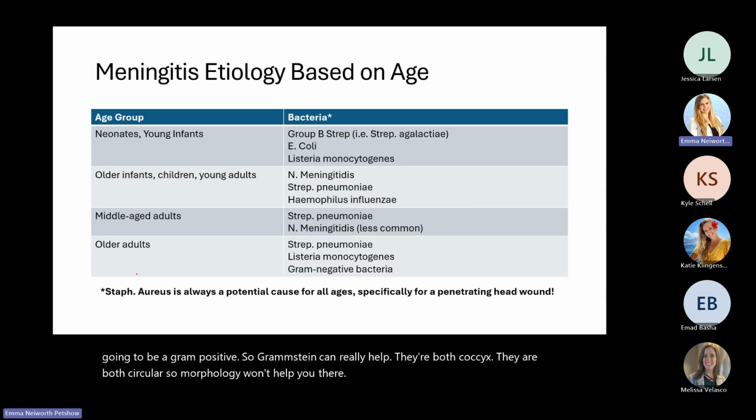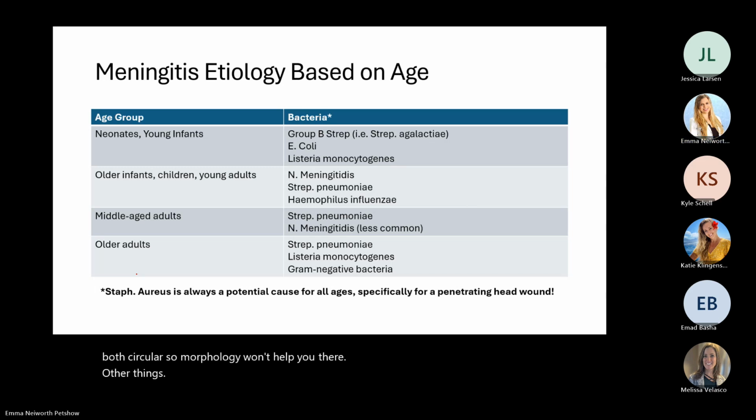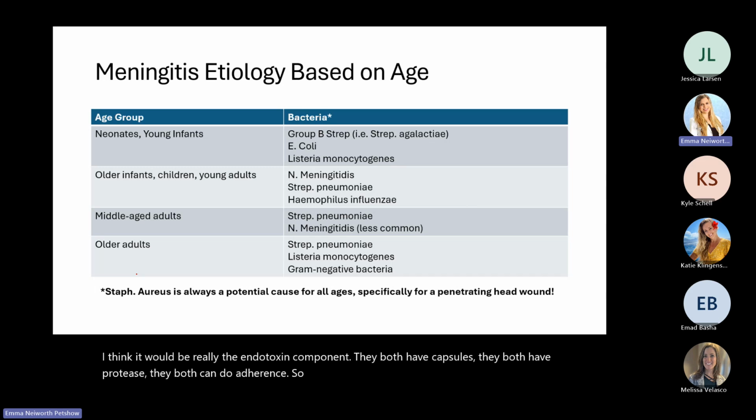Other things, I think it would be really the endotoxin component. They both have capsules, they both have protease, they both can do adherence. So the major difference is Neisseria meningitidis is going to have an LOS endotoxin, a lipo-oligosaccharide endotoxin, whereas strep does not.